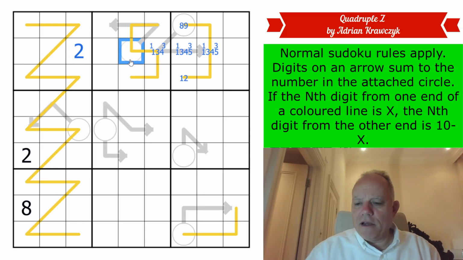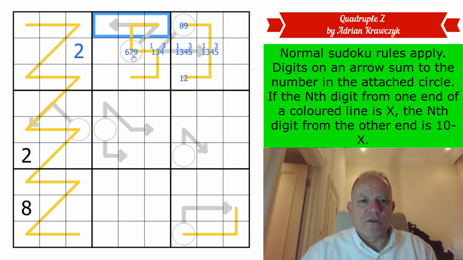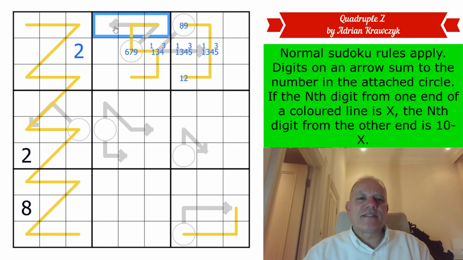Now this is going to be 9, 7, or 6. I was hoping to rule out... I can't rule out any of them. That's weird. If this is a 9, that's a 1, and this is 2, 3, 4. If this is a 7, that's a 3, which is fine because this is 1, 2, 4. If that's a 6, this is a 4, which is fine because this is 1, 2, 3.